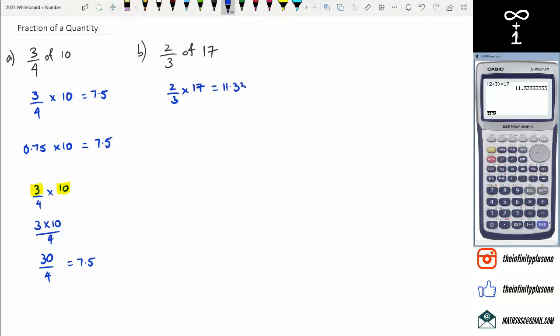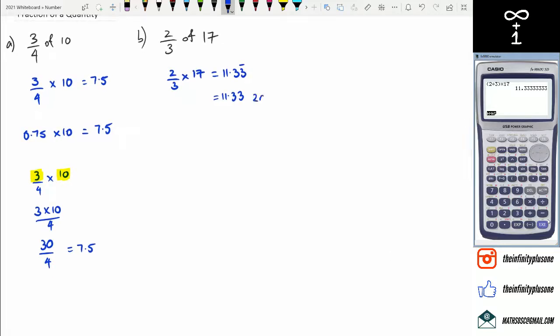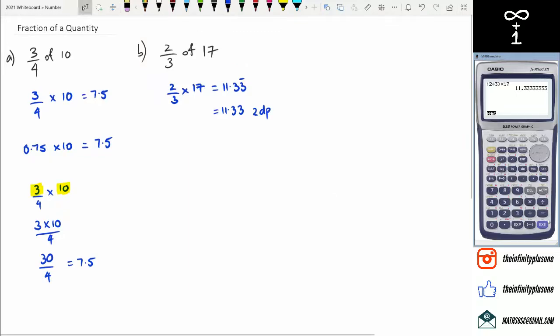You don't really want to keep on writing that. So what you can do is write it as 11.33 to 2 dp. Actually, that should be 11.33 because we can't round this one up anyway. So we leave that as 11.33. And of course, writing down that it's 2 decimal places is also another good little idea.